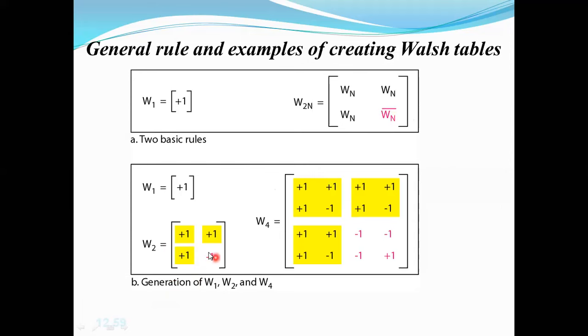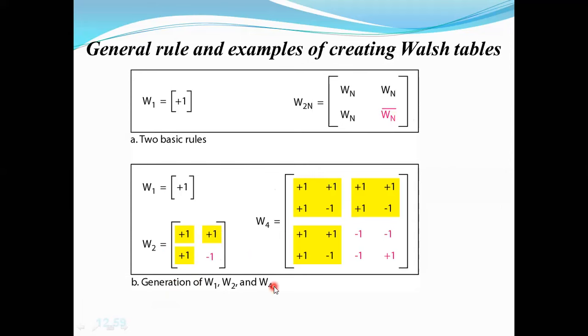Now this is one of the sequences you got: plus one, plus one. Whatever row you represent is actually a sequence. In a two chip sequence, what is the sequence supposed to be? Plus one and plus one. Every individual row represents a sequence, right?